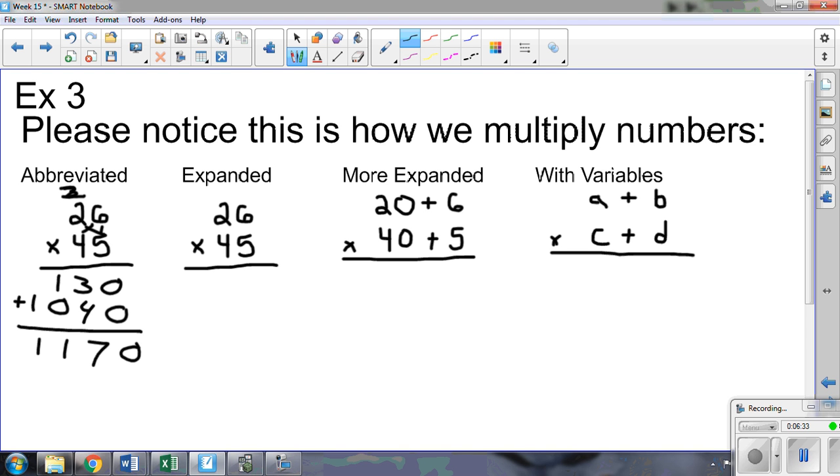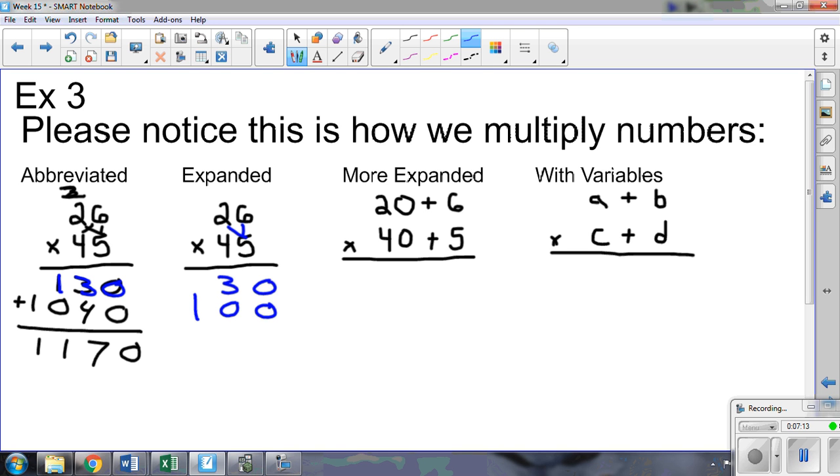This is an abbreviated way of writing out multiplication. It takes advantage of some shortcuts of the decimal system. We can look at it, though, in an expanded form. 5 times 6 is 30. And this is actually not 5 times 2. It's 5 times 20, because the 2 is in the tens place. 5 times 20 gives us 100. Please notice those two things in blue are where we got the 130.